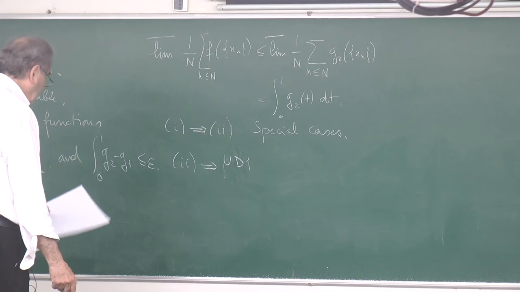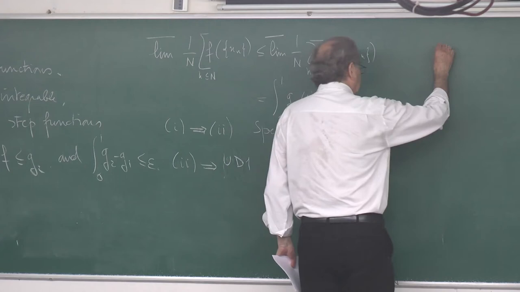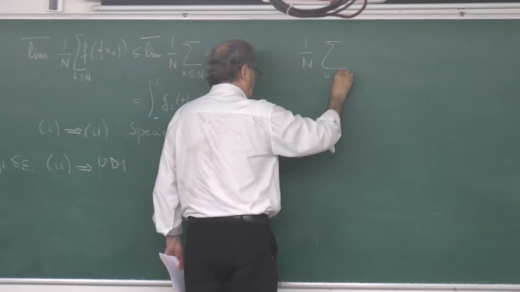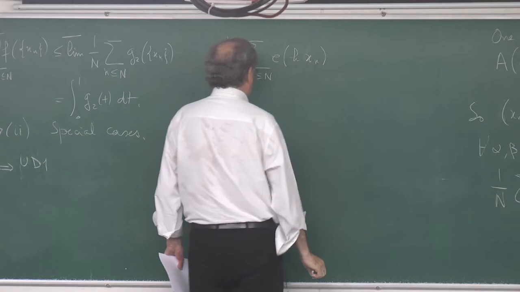So a first point is that in two, we were considering only the functions e of ht with h positive. Okay? But we would like to have it for all the h in Z. Okay? So now we look at the following: 1 over N, the summation over n up to N of e of h xn. We know that this tends to 0 if h is positive.